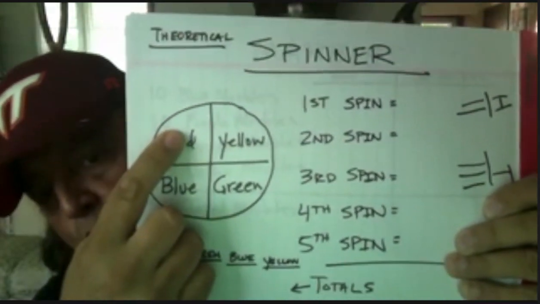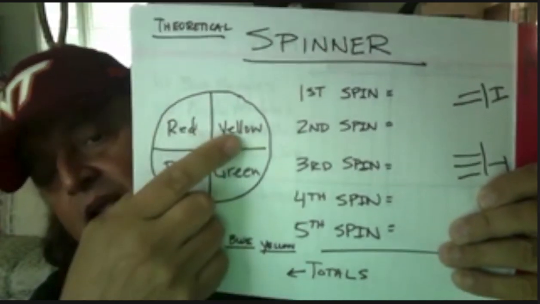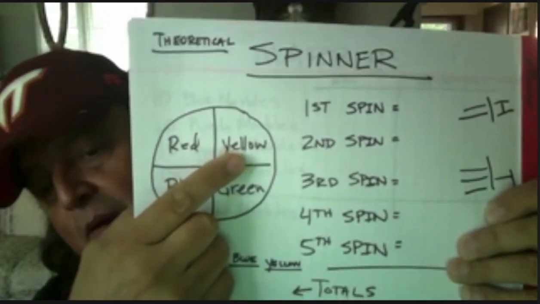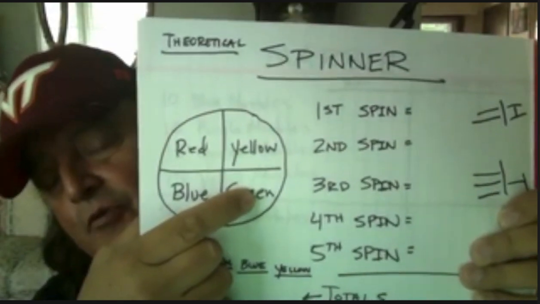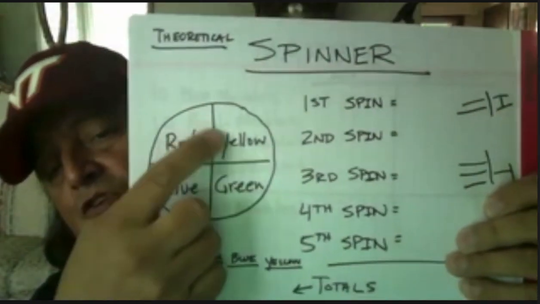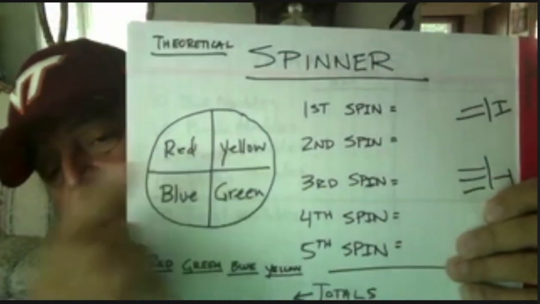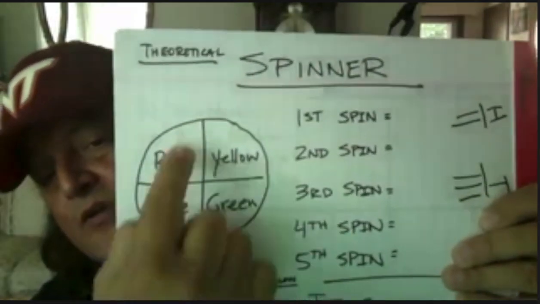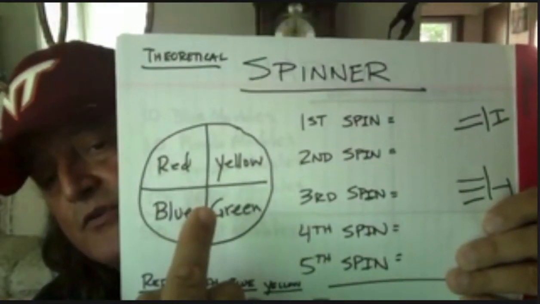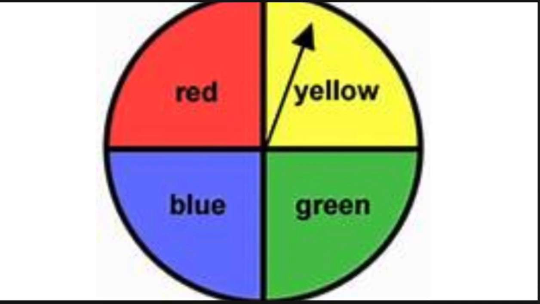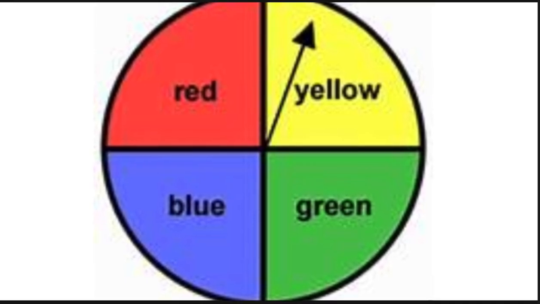Red is 1 out of 4, 25%. Yellow is 1 out of 4, 25%. And green is 1 out of 4, or 25%. There's a 25% chance, in theory, when we flip that spinner, it's going to land on any one of those 4 colors. All right? Now, I've got a little spinner here, but there's no way for me to hold it up. But I'm going to spin it right now, and I'll tell you what it comes out to.